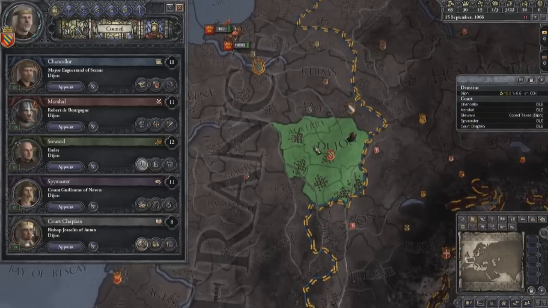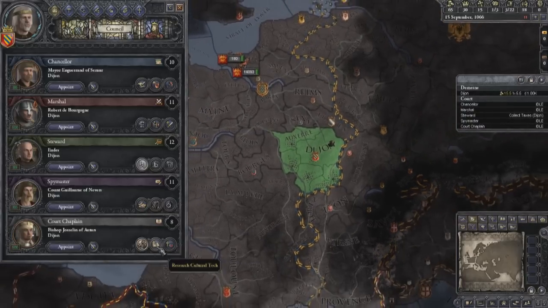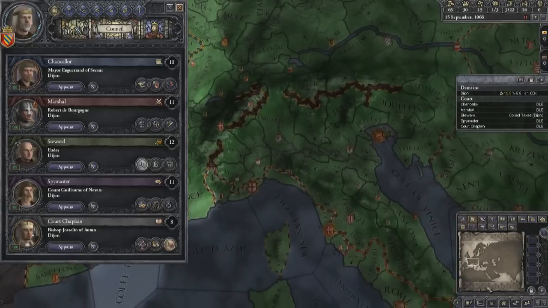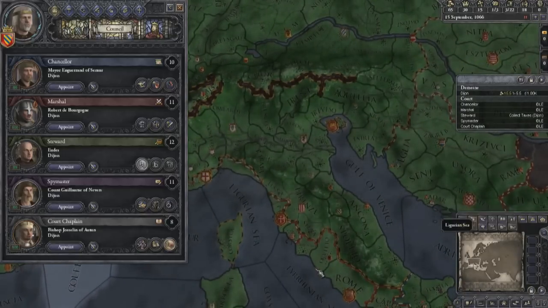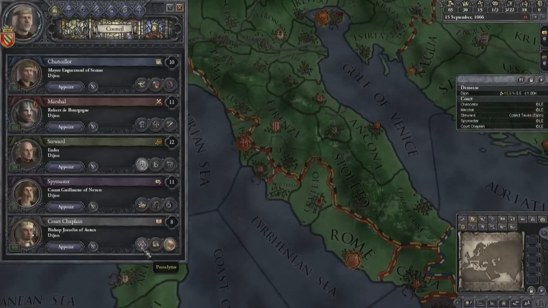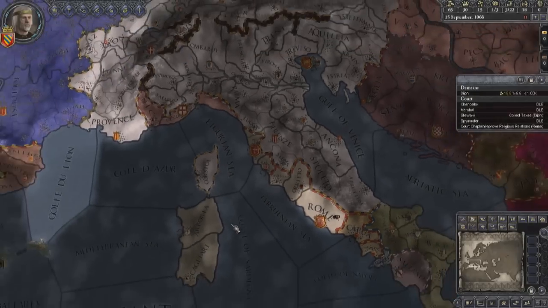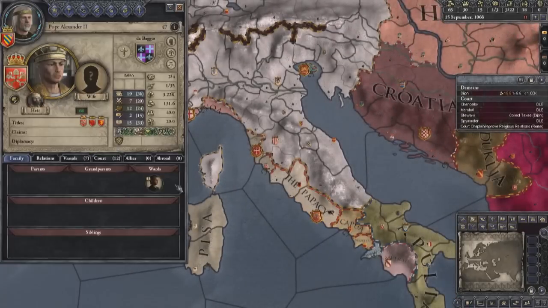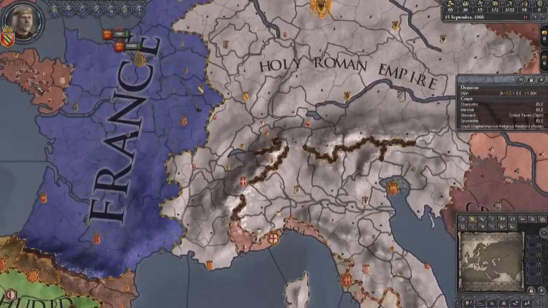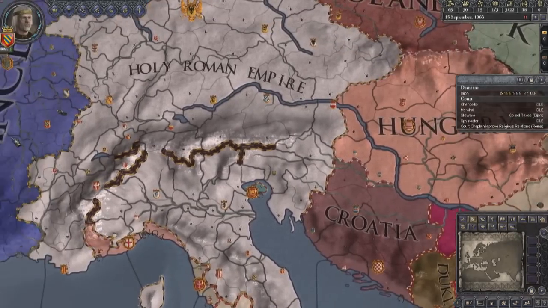Your court chaplain can proselytize, try to convert people to your religion, can study learning, or can try to get religious figures to like you better. Usually, if I don't have anywhere to convert, I send him to Rome to suck up to the Pope. Because you can ask the Pope for money if he likes you, you can sometimes get people excommunicated. It's really nice.